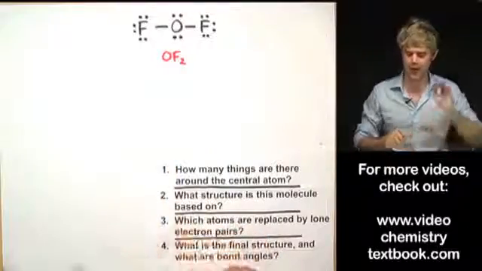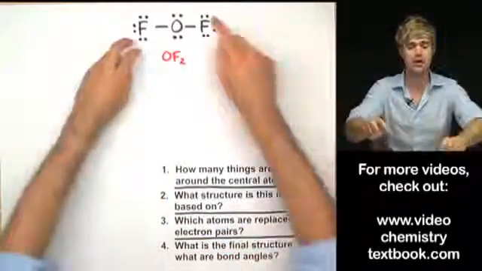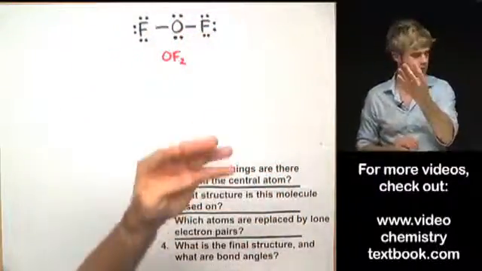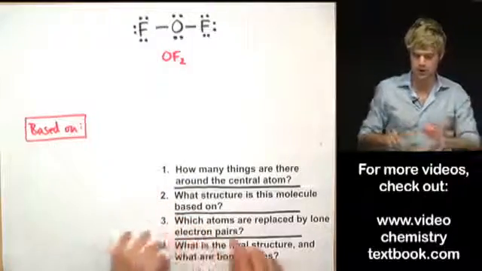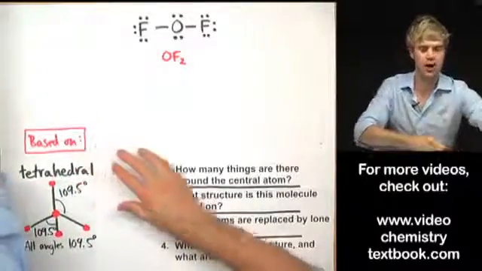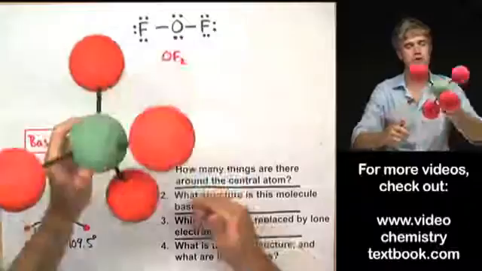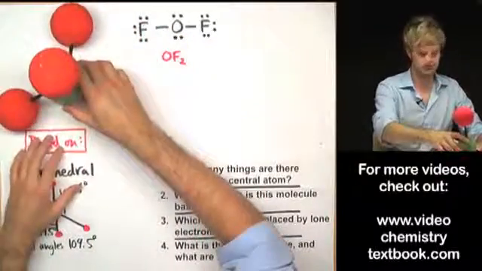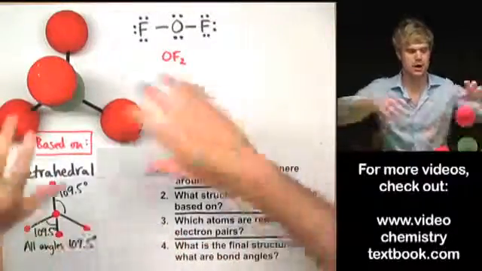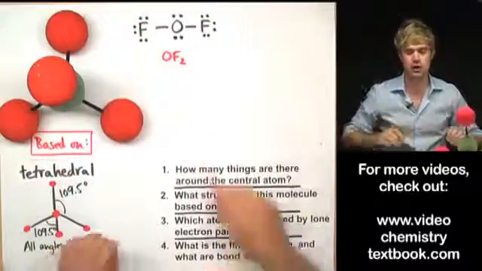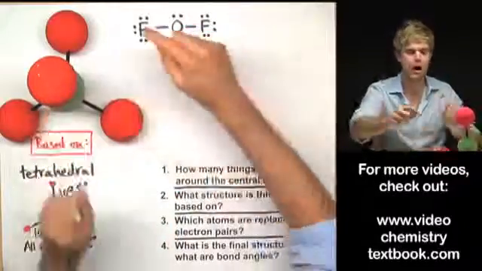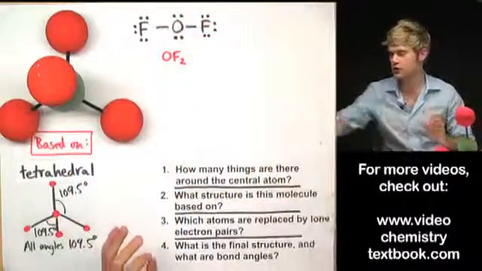OF2. Number 1, how many things are there around the central atom? Okay, there are 2 bonds, and then there are 2 lone electron pairs. So that means that there are 4 things total around this atom. So what structure is this molecule based on? If you have 4 things around a central atom, your structure is going to be based on the tetrahedral shape. Now, for number 3 here, it asks which atoms are replaced by lone electron pairs. There are 4 atoms here in red in tetrahedral, but in OF2, there are only 2 atoms surrounding the central atom. The other 2 atoms have been replaced by these unshared electron pairs.